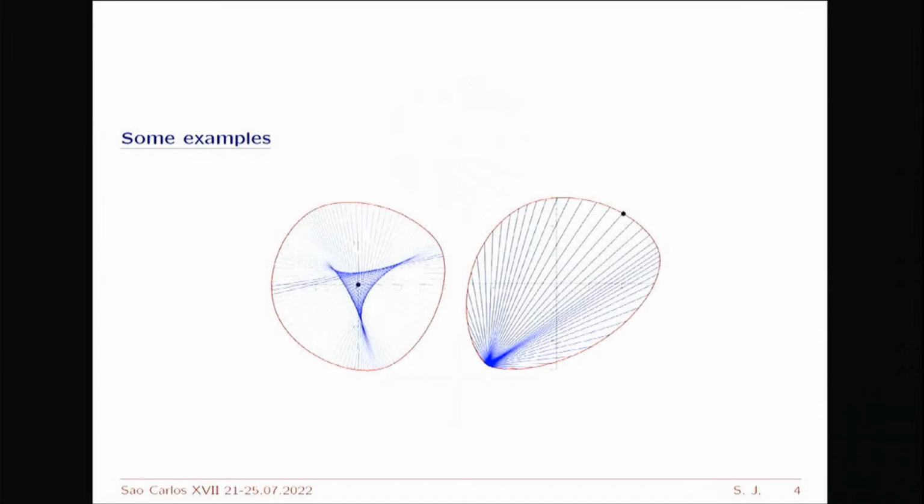Some examples: if the point is close to the center, the set looks like that. If the point is on the boundary, on this oval, it is reflected in a point not on the opposite side. If this is the tangent line at that point, this is the source. Then this reflected point is here on another line, also tangent to that oval. So this is very consistent with the notion of reflection.